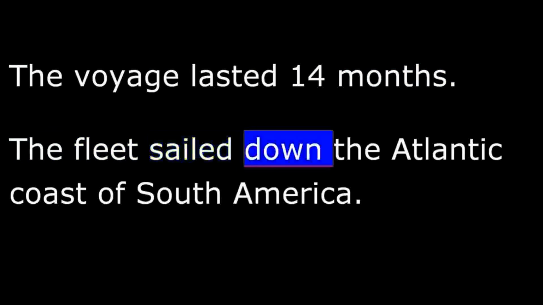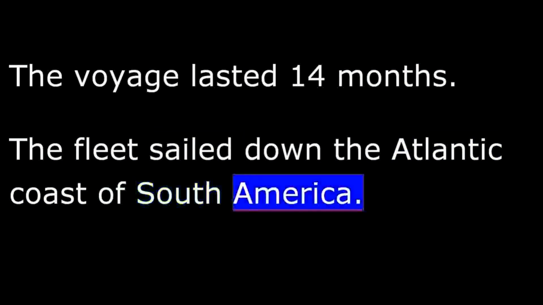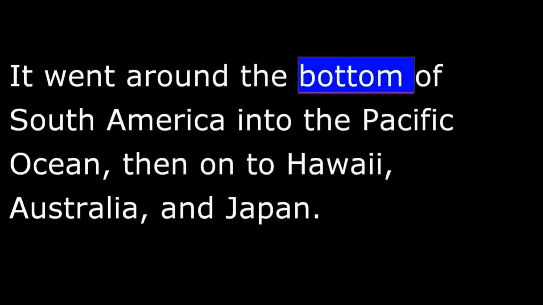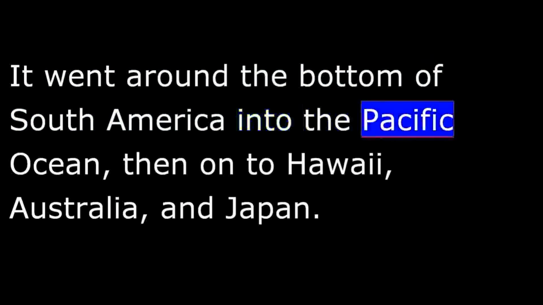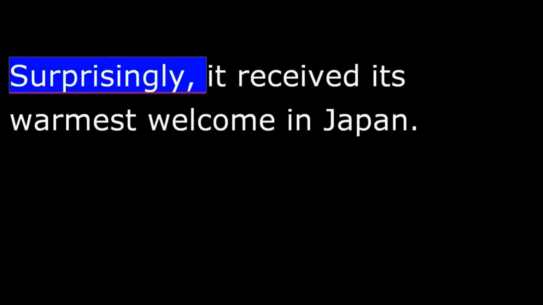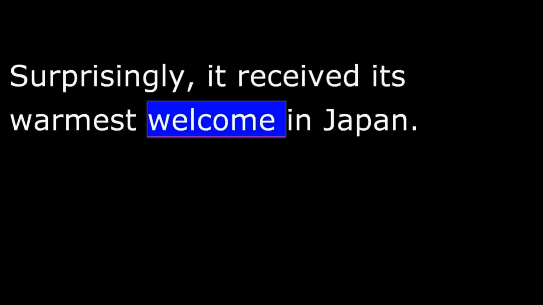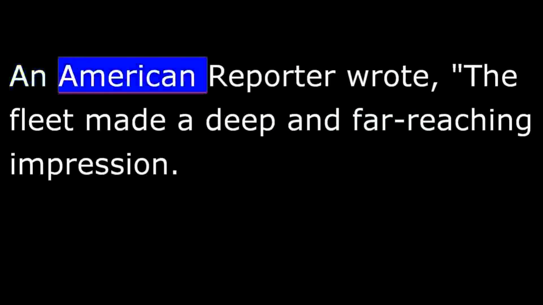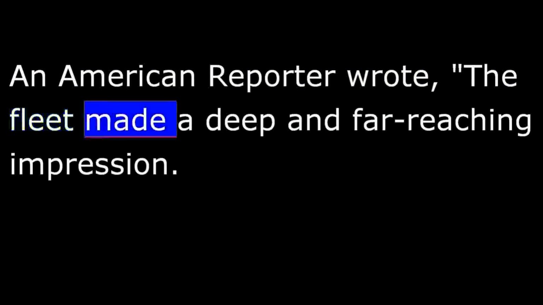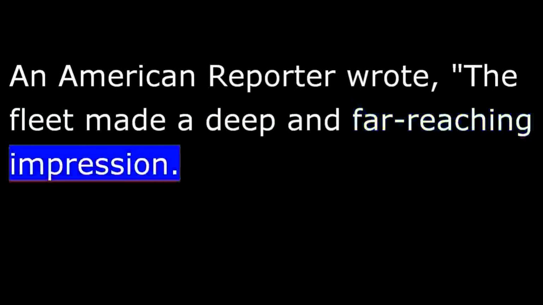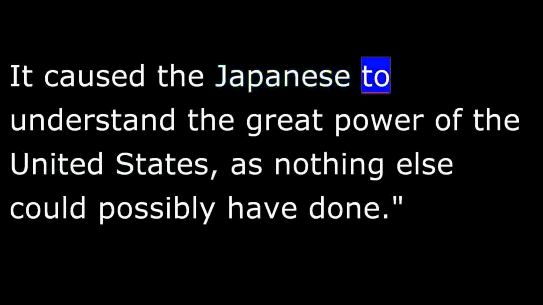The fleet sailed down the Atlantic coast of South America. It went around the bottom of South America into the Pacific Ocean, then on to Hawaii, Australia, and Japan. Surprisingly, it received its warmest welcome in Japan. An American reporter said, "The fleet made a deep and far-reaching impression. It caused the Japanese to understand the great power of the United States, as nothing else could possibly have done."